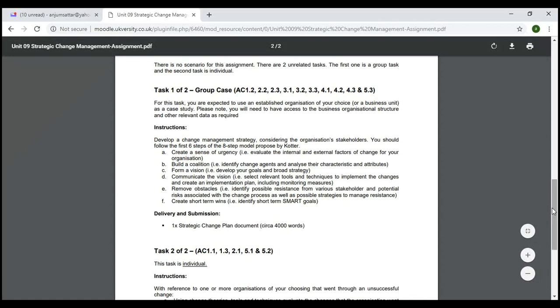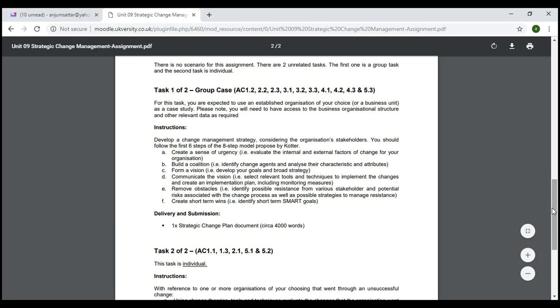Is it 4,000 words? So it's 4,000 words, quite a lot word-wise. It's a group case. For this task, you're expected to use an established organization of your choice. So we can discuss the established organization, which can be Unilever, Procter and Gamble, and various others.